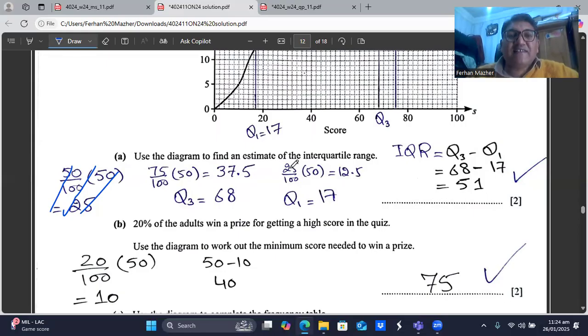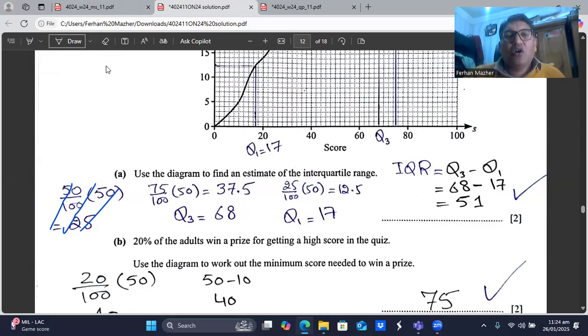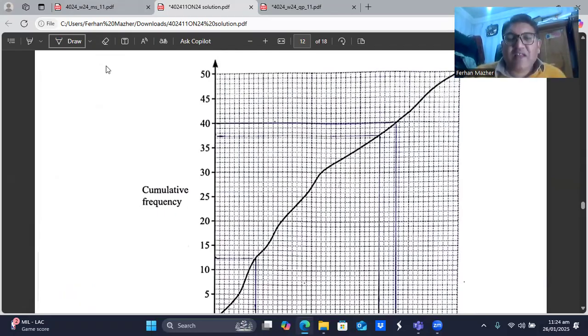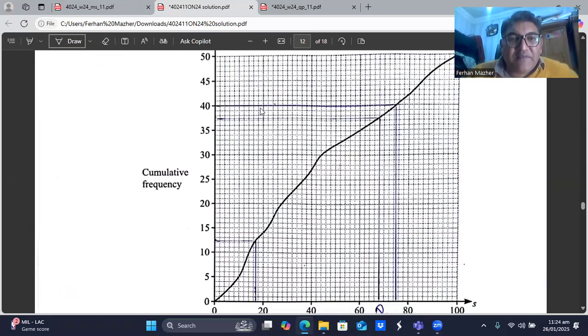I will check that 37.5 on the y-axis, and then from there I will go to my cumulative frequency curve, and from there I will check what the value is on the x-axis. So you can see here, 37.5 is here. From here, I will go to the graph and check what the value is. I will call this Q3.